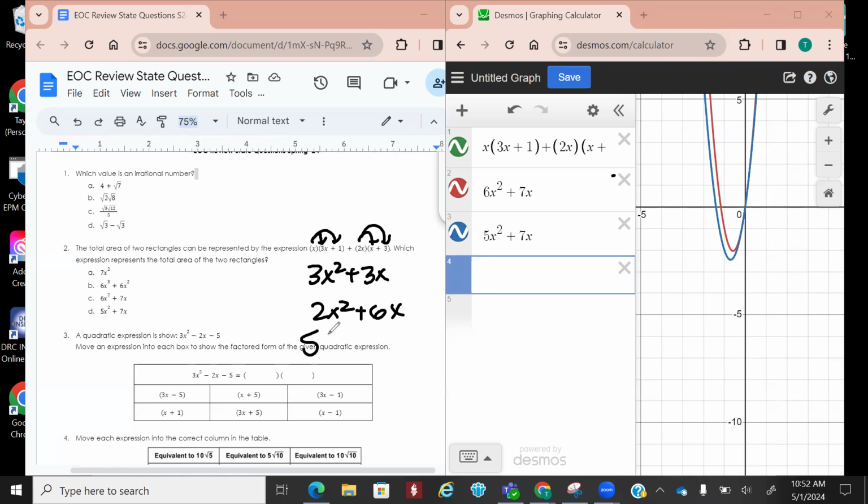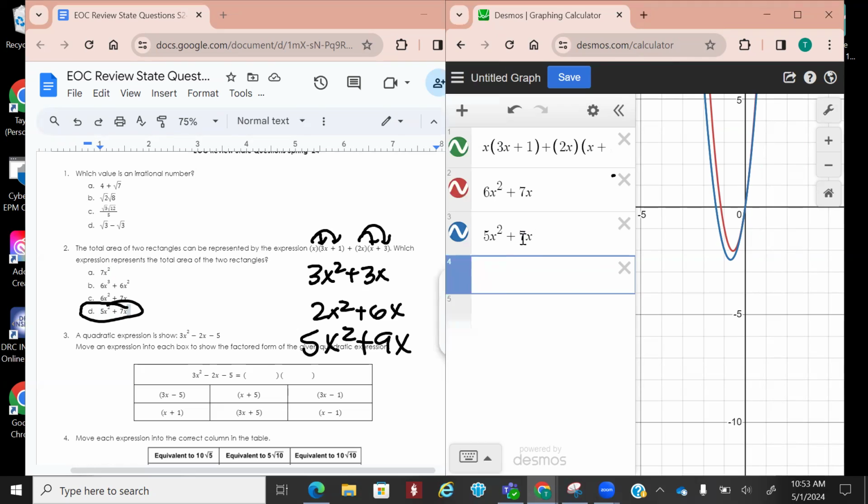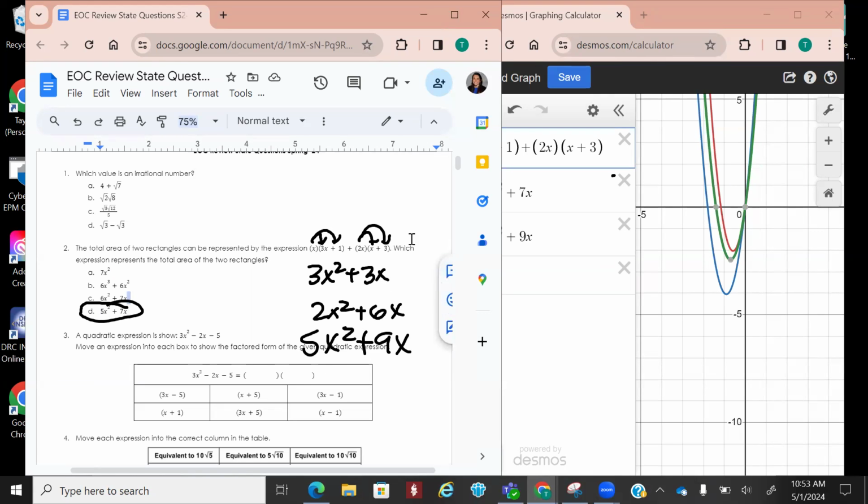So this should be 5x squared plus 9x. It should be this last one. It should be 9x. Am I crazy? Pretty sure that's right. It won't let me change it. That's okay. So you should be able to graph it, and this should be 9x. That's a typo. Why is this not plotting? Okay. Now, go ahead and go to the next one.